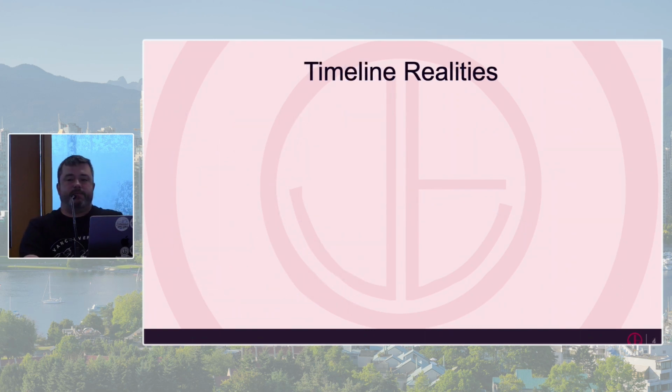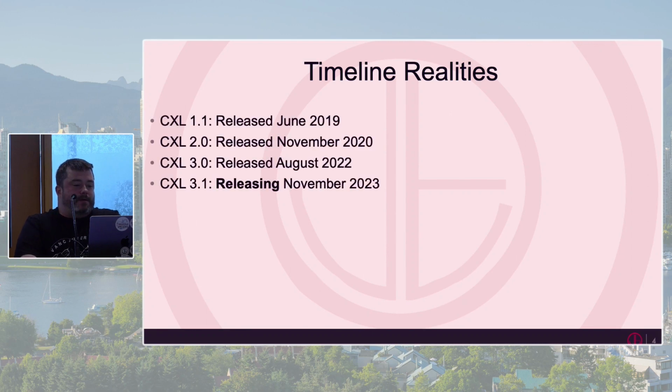Okay, so this is where reality kind of hits you in the face, right? Srijit kind of talked about the different versions of the CXL specification. So CXL 1.1 was June of 2019. There was a 1.0, which was in March of 2019, quickly followed on with some minor edits. 2.0 is 2020, 3.0 2022, and then CXL 3.1, we just finished ratifying that a couple months ago.